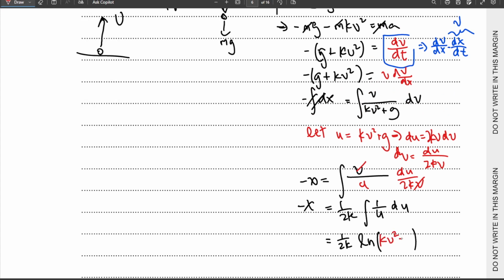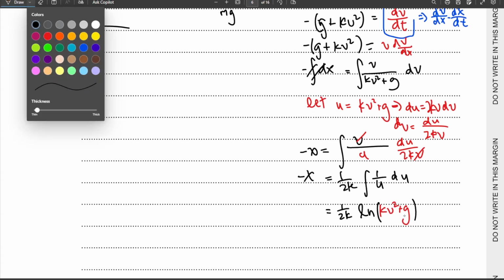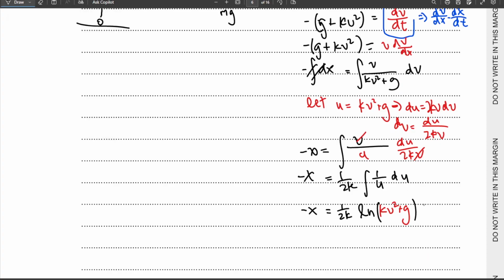So we're just going to substitute it back directly. We don't have to put a modulus because v squared will always be positive, k is a positive constant, and g is also a positive constant, which is 10. So we don't have to worry about the modulus there, and we have a negative x. Then we have a plus c after we've done the integral, so we have a constant here.